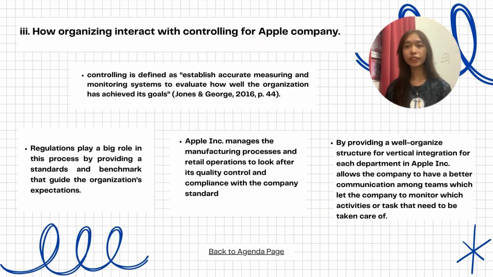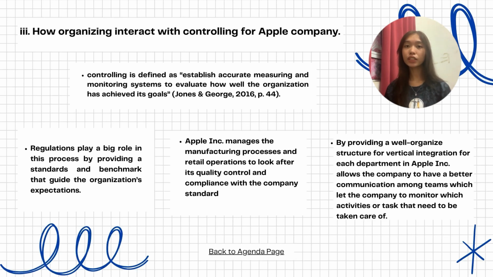Now, controlling for the Apple Company. Controlling is defined as establishing accurate measuring and monitoring systems to evaluate how well the organization has achieved its goals. Controlling is the process of monitoring performance by identifying the causes and corrective actions to make sure that the organization's goals can be achieved. Regulation plays a big role in this process by providing a standard and benchmark that guides the organization's expectations.